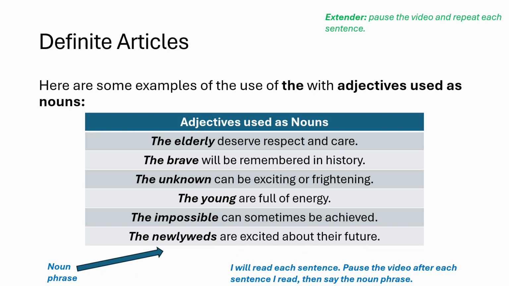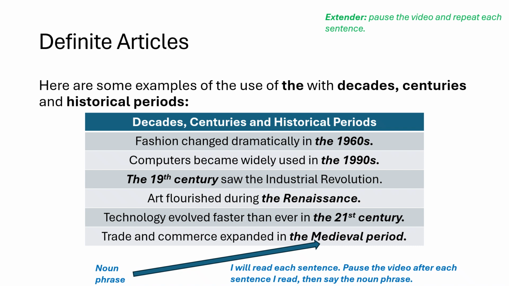Here are some examples of the use of the with decades, centuries, and historical periods. I will read each sentence. Pause the video after each sentence I read, then say the noun phrase. Fashion changed dramatically in the 1960s. Computers became widely used in the 1990s.